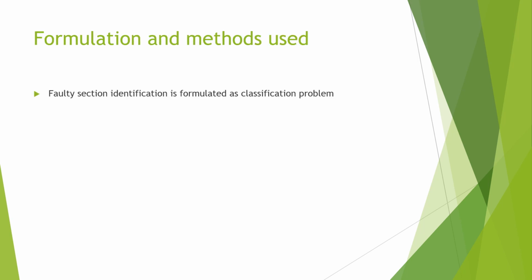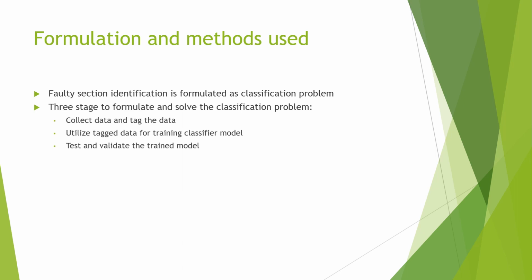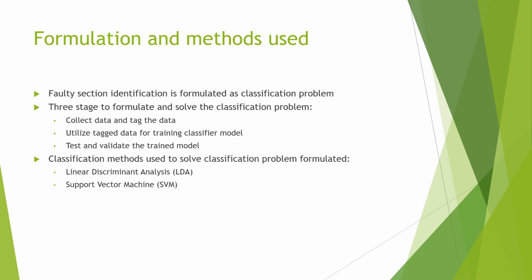Formulation and method used here. The faulty section identification is formulated as a classification based problem. There are three stages to formulate and solve the classification based problem. First is to collect the data and tag the data accordingly. Then utilize this tagged data for training classifier models. Then test and validate the trained model.